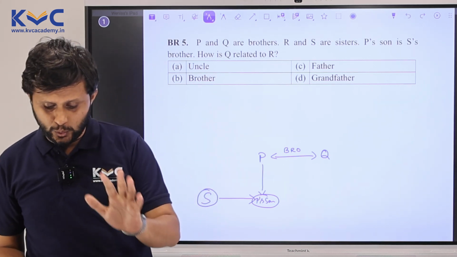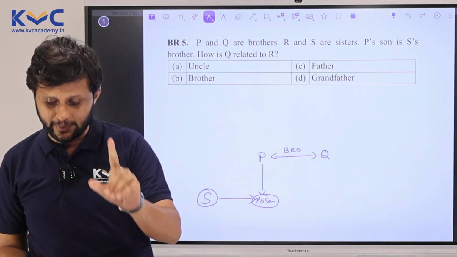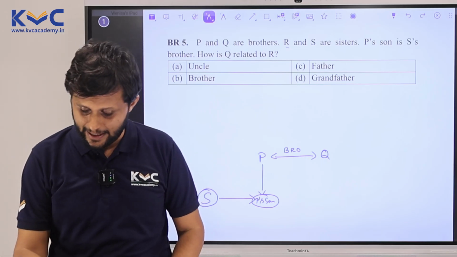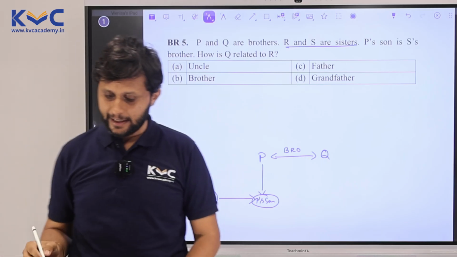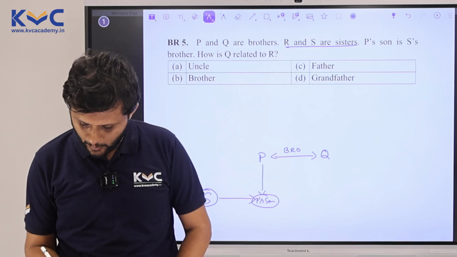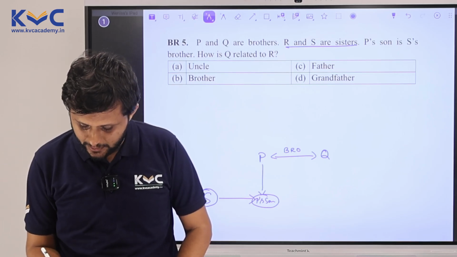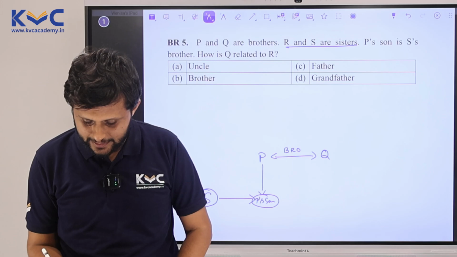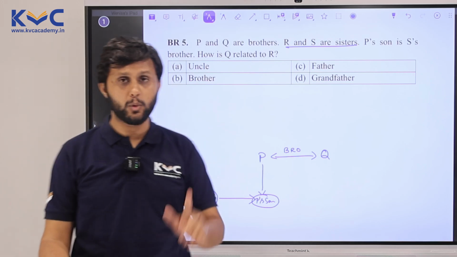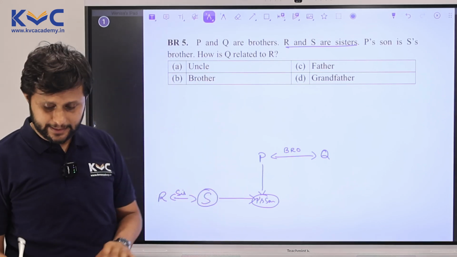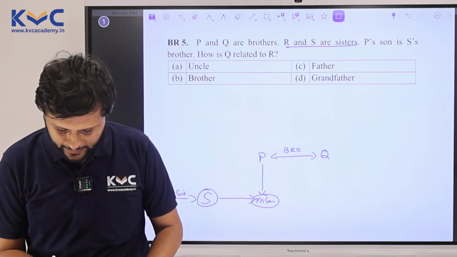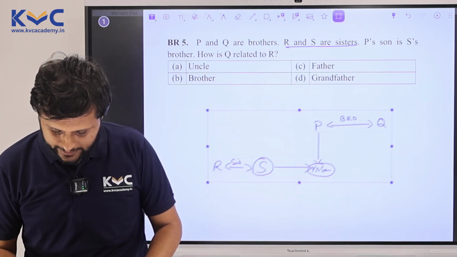Okay. How is Q related to R? Okay. Before that we have R and S are sisters. This one I had missed. Okay. R and S are sisters. So probably R is there over here. These two are sisters. Both sides I put the arrow. I'll just move it a little bit towards the right side.